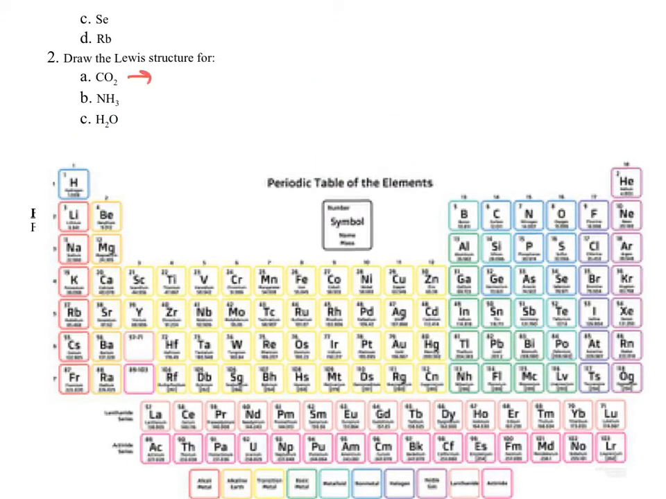We have CO2. So remember, the first thing I need to do is add up the number of valence electrons. Let's look at carbon. Carbon is in group 4A, which means it has 4 valence electrons. Oxygen is in group 6A, which means each oxygen has 6, and since there are 2 of them, that gives me a total of 12. So altogether, I have 16 valence electrons.